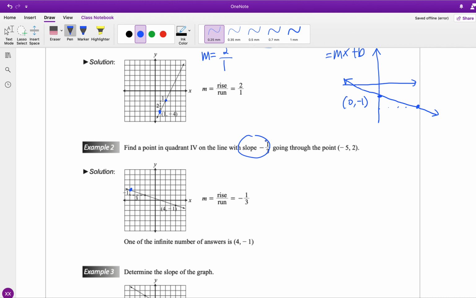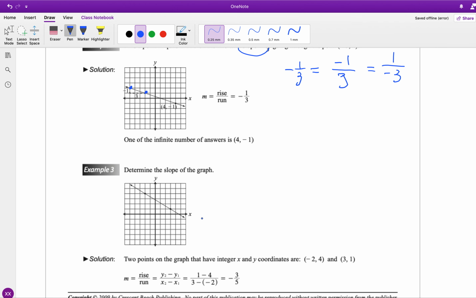Great. Now, negative 1 over 3, we already talked about in the previous video, you can either write negative 1 over 3. That means your rise is coming down 1, or you can also write it as 1 over negative 3. Either way you want to write it. That means going up and then going left. So in this case, I want to go down 1, and go right 3. 1, 2, 3. Okay, I got another point. Then graph it.